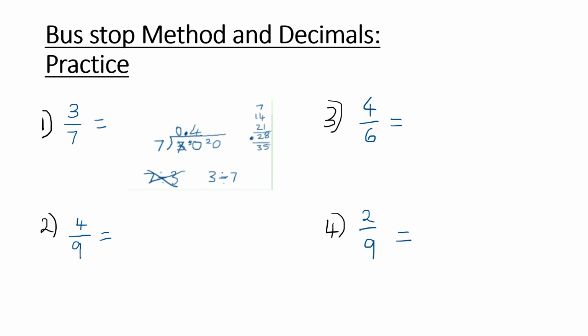So how many 7's are there in 20? Well, the closest one here is 21, but that's too big, so I'm going to go for 14. And 14 is 2 times table. And I've got 6 left over, so I can put the 6 here and the 0 here, and then I can carry on. Okay, now eventually you can stop because these numbers will go on forever.